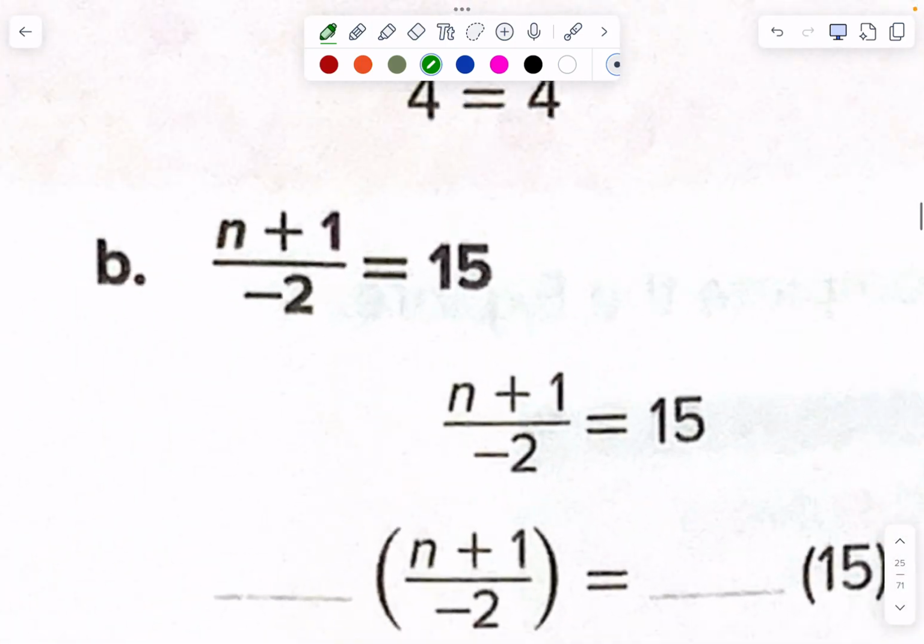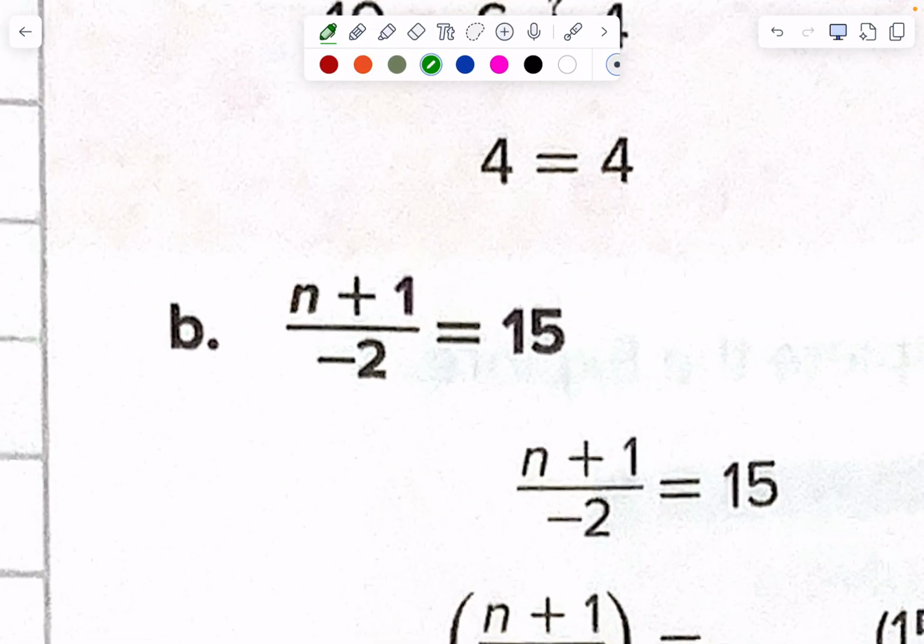Okay. All right, here's the deal. On B, we've got some weird stuff going on. The things that I need to move are this plus 1 and the negative 2. If I were to plug a number in for n, would I add the 1 or would I divide by negative 2 first? Add the 1. I would add the 1 first. So to undo it, I have to do the other one first. I have to deal with the negative 2 first. Dividing by negative 2, I have to do the opposite of that, which is multiply by negative 2. And that makes them go away.